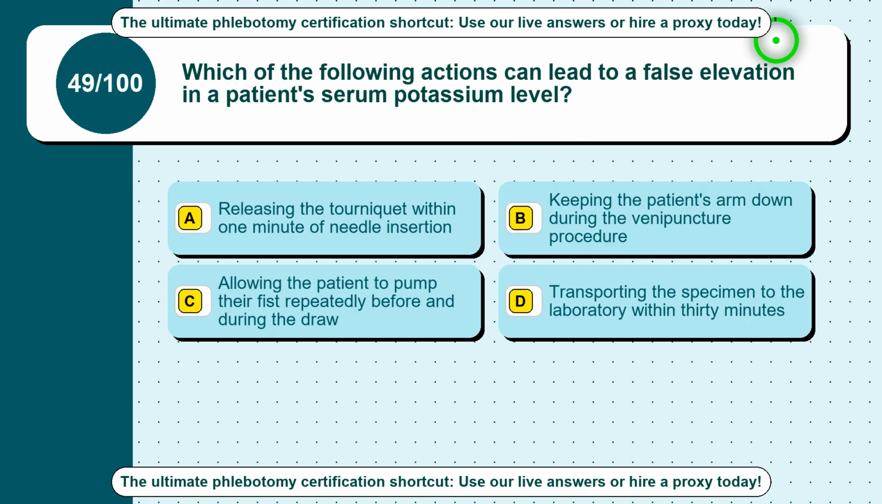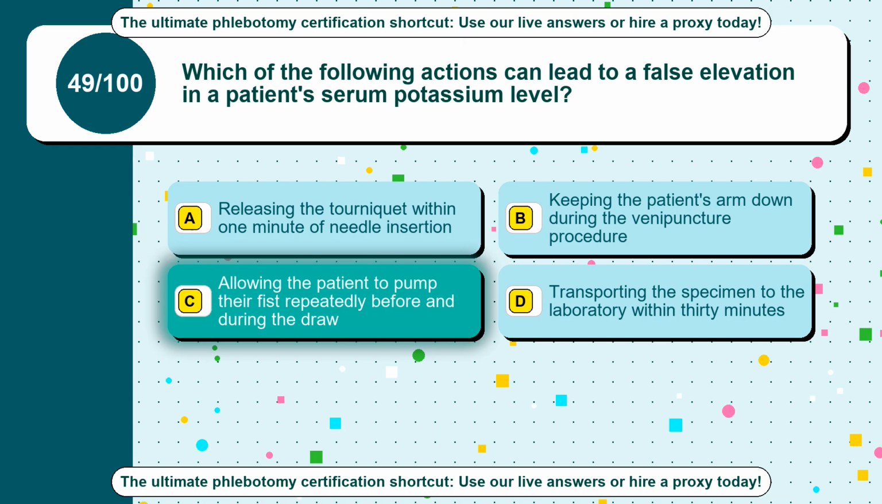Question 49. Which of the following actions can lead to a false elevation in a patient's serum potassium level? Option A. Releasing the tourniquet within 1 minute of needle insertion. Option B. Keeping the patient's arm down during the venipuncture procedure. Option C. Allowing the patient to pump their fist repeatedly before and during the draw. Option D. Transporting the specimen to the laboratory within 30 minutes. The correct answer is option C.